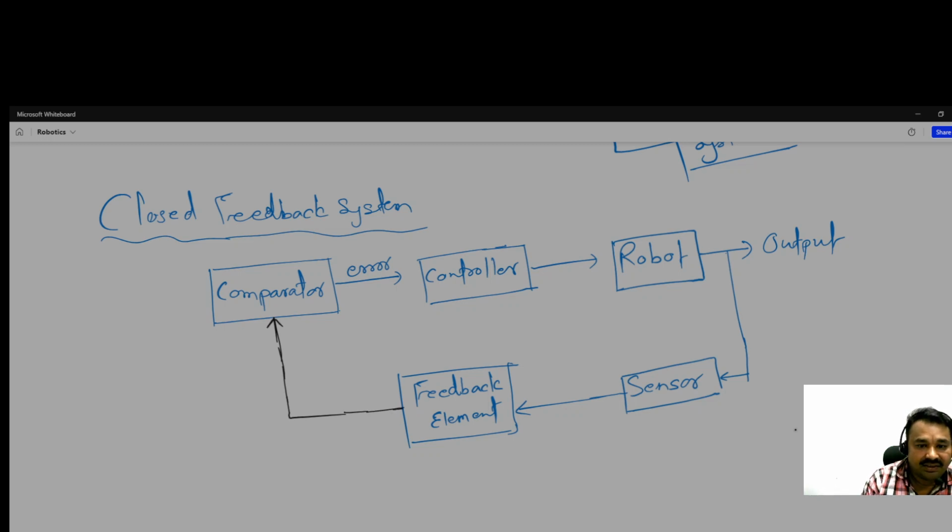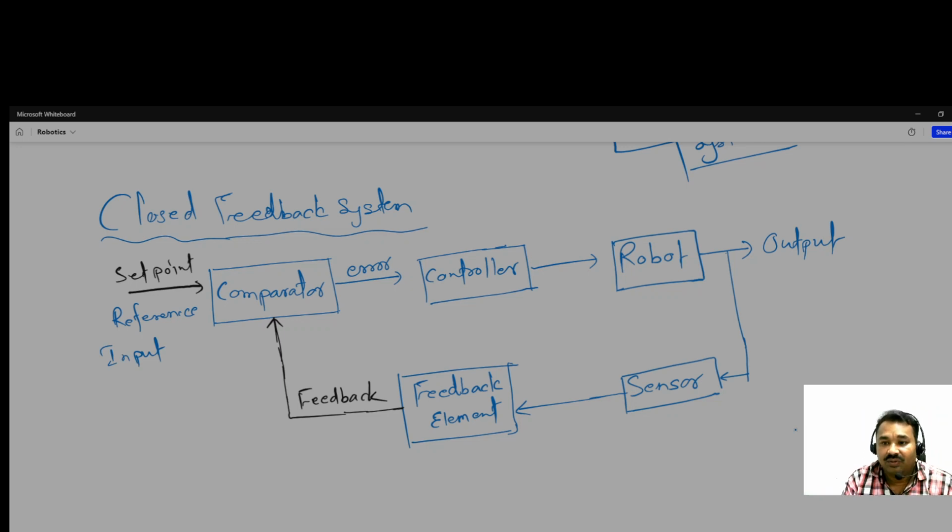So the comparator, and this is the feedback, and here the set point means the reference trajectory. This is the reference input in terms of trajectory, and this output is the actual trajectory.